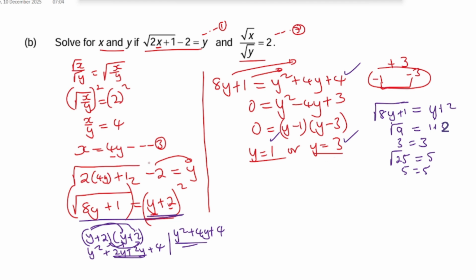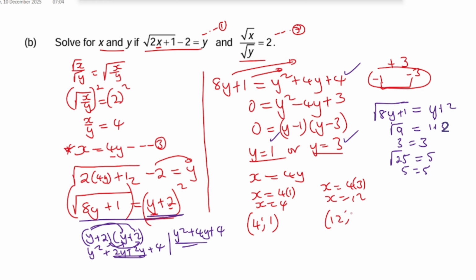Using equation 3, we can say x is equal to 4y. If y is 1, then what would be x? It becomes x is equal to 4 times 1, so x is equal to 4. So if x is equal to 4, y is equal to 1. And then we use 3. So x is equal to 4 times 3, so we get x is equal to 12, meaning that if x is equal to 12, y is equal to 3. That's how we can solve this equation.